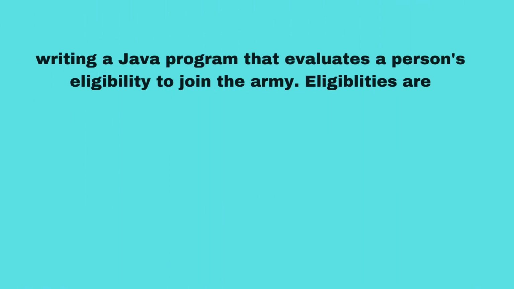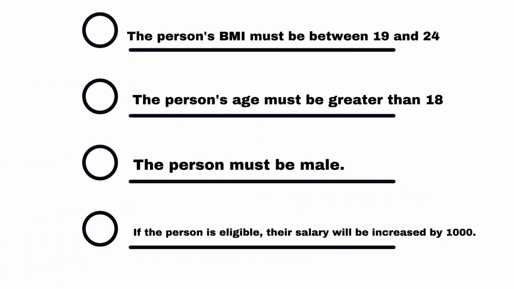The problem is: write a Java program that evaluates a person's eligibility to join the army. The eligibility criteria are: the person's BMI must be between 19 and 24, the person's age must be greater than 18, and the person must be male. If the person is eligible, then the salary will be increased by 1000. So this is our problem. Let's solve this problem.